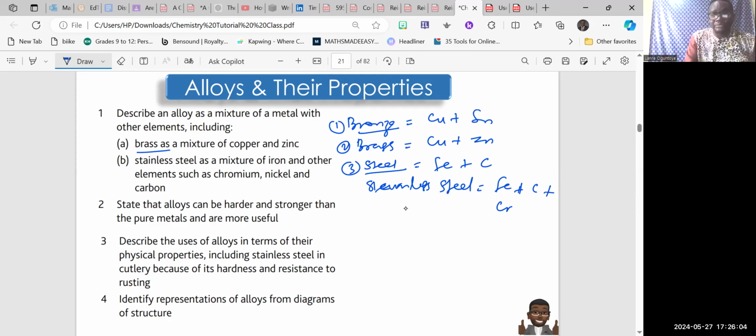Okay, so describe the uses of alloys in terms of their physical properties, like steel, for example. Iron and steel. Steel is stronger than iron because they add what? Carbon to iron to make steel, right? The more carbon in steel, the stronger the steel is, but the more brittle it becomes, the harder.